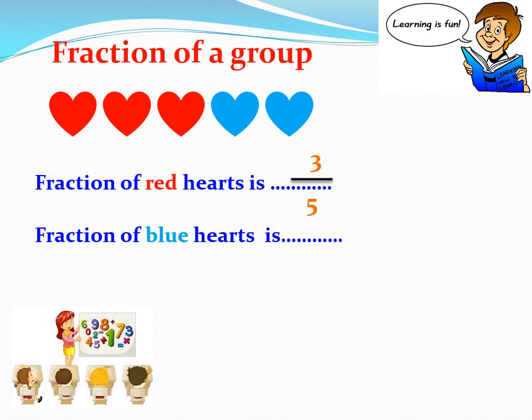The next one, the first step, I will make a line. Under the line, I will write the total of hearts. Here I have 5 hearts. And how many blue hearts? We have 1, 2. We have 2 blue hearts. So our fraction is 2 over 5.